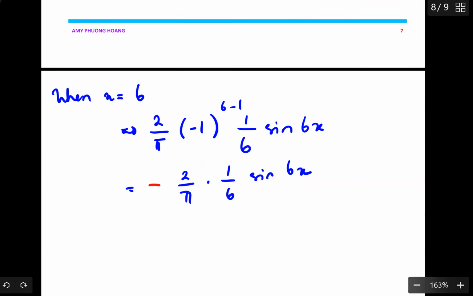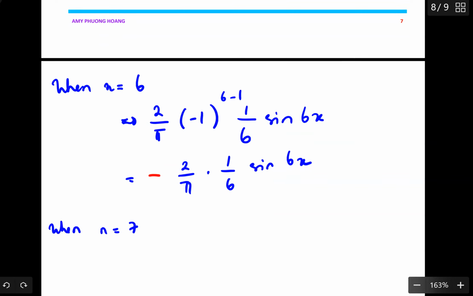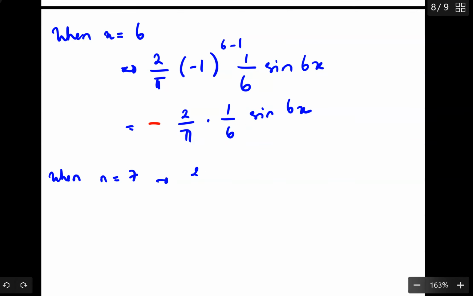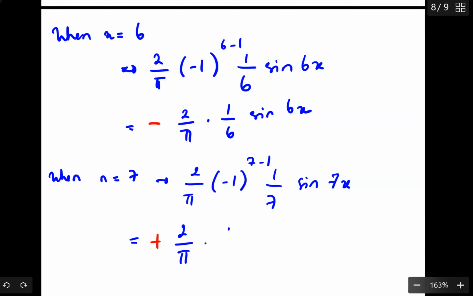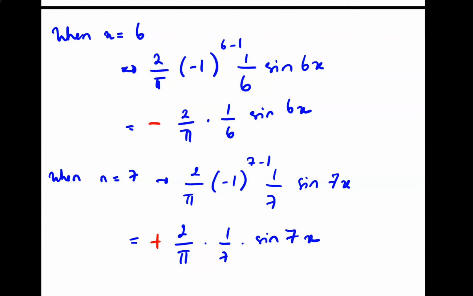Okay, and let's try another value, n equals 7. So that means I should have 2 over pi times minus 1 to the exponent 7 minus 1, 1 over 7 sine of 7x. So I should have this as a positive value of 2 over pi times 1 over 7 times sine of 7x. Okay, so let's put all of this together.